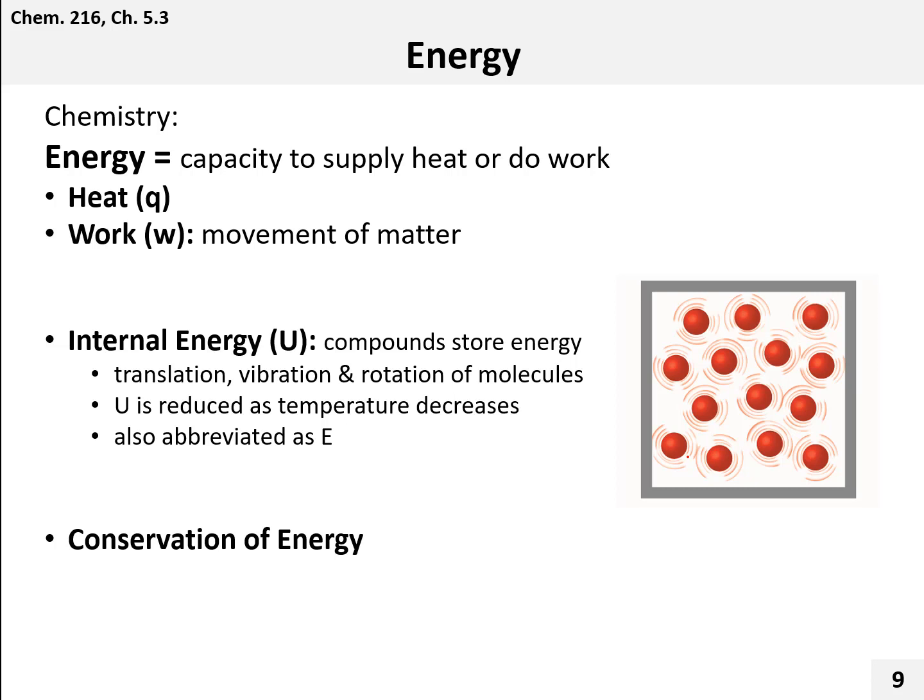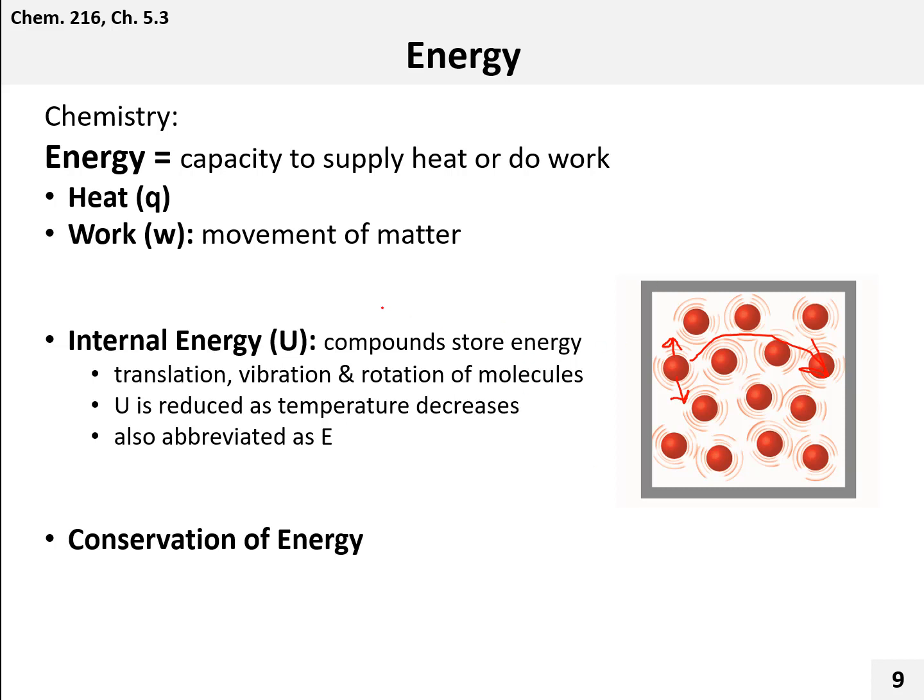All right, so these two factors, heat and work. Heat we symbolize with a Q, and work, which is movement of matter, we symbolize with a W, a lowercase w. And we can sum these up, and we have something called internal energy. Internal energy is all the energy inside a compound. These can be translational, vibrational, or rotational molecules. So I have here a bunch of molecules. They can be vibrating a little bit, or they could be moving.